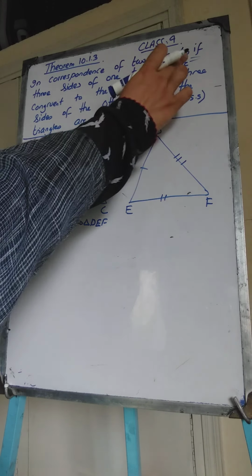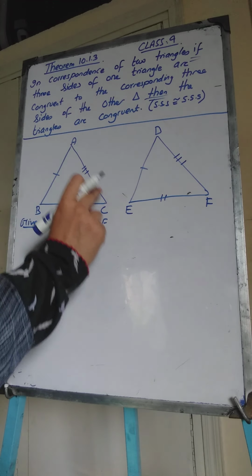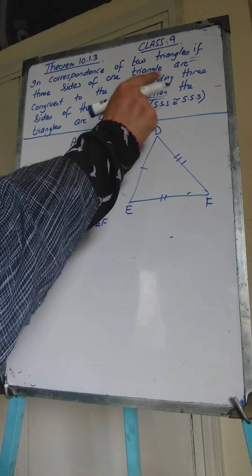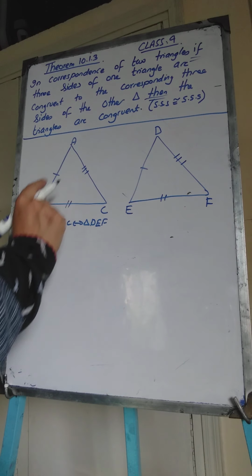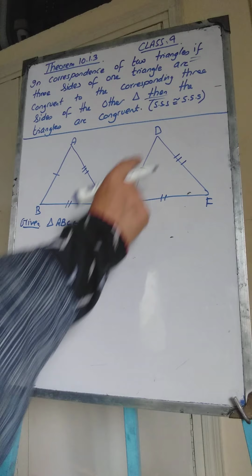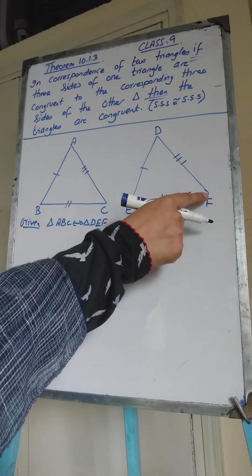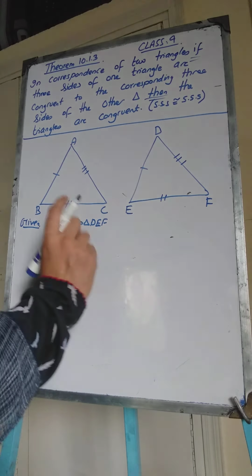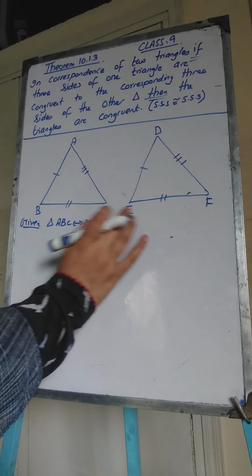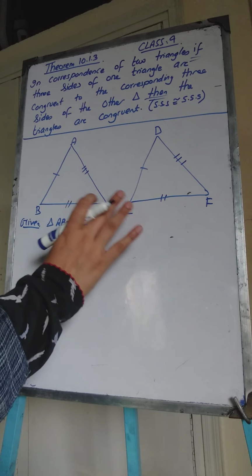In correspondence of two triangles, if three sides of one triangle are congruent to the corresponding three sides of the other. Corresponding to AB, you have side DE and they are congruent. Corresponding to AC, you have side DF, they are also congruent. And corresponding to BC, you have the side EF. These sides are also corresponding as well as congruent.